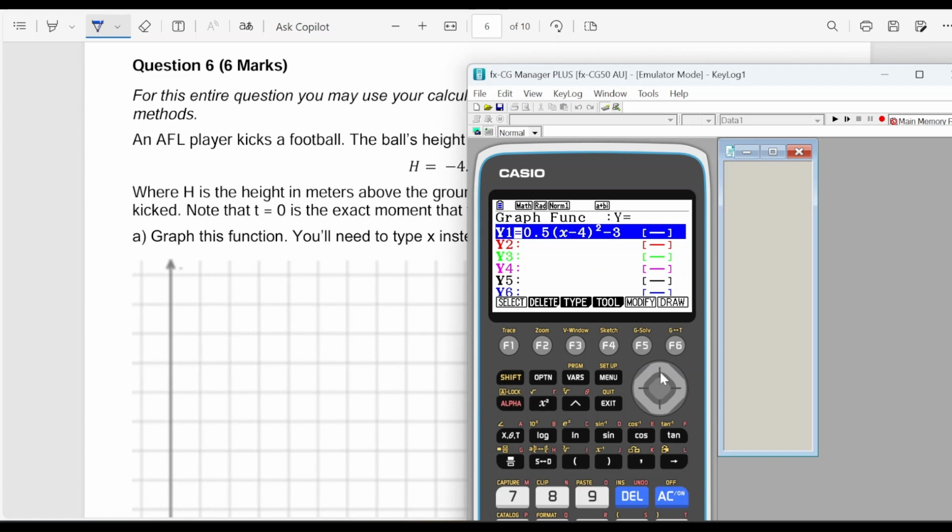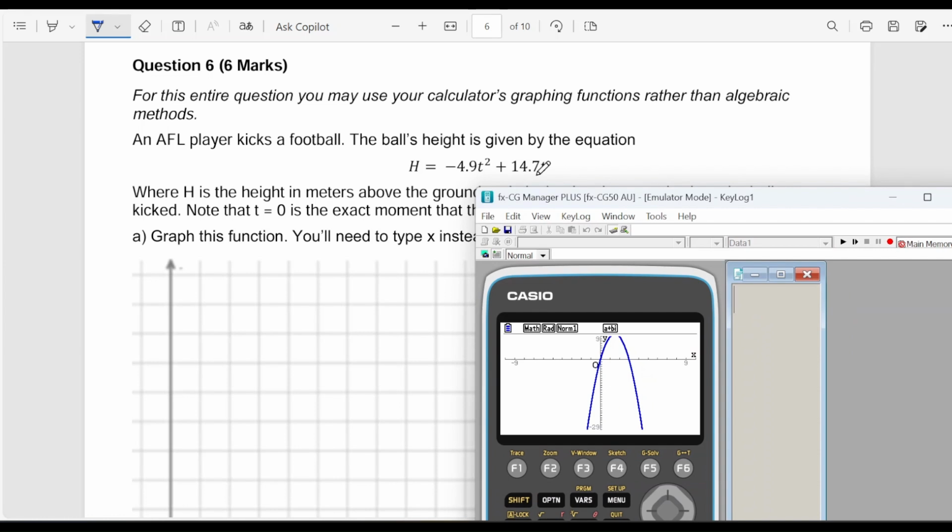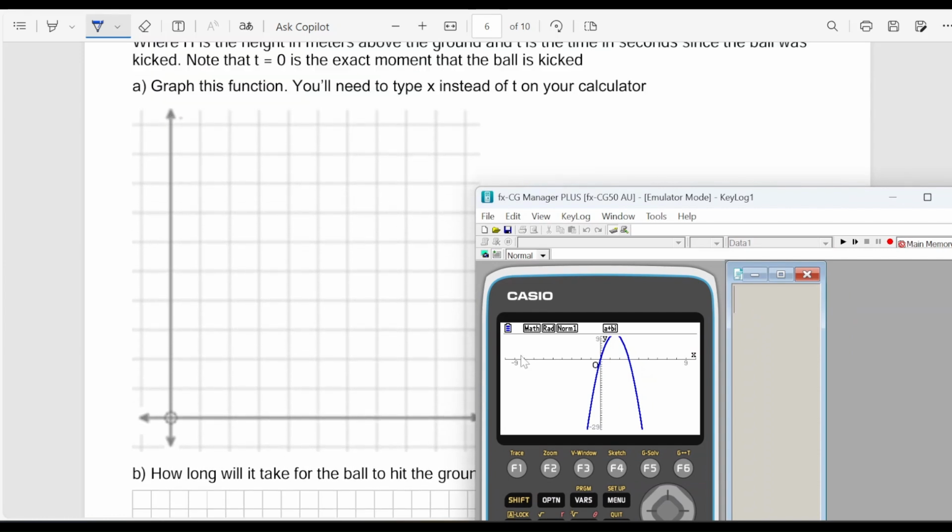So there we go. Minus 4.9. We have to use x instead of t. And then plus 14.7. If you're ever dealing with these projectile motion problems, that number minus 4.9 is always the same on Earth due to gravity. And then the 14.7 is the initial speed that the ball was kicked up at. So we're going to graph this function.